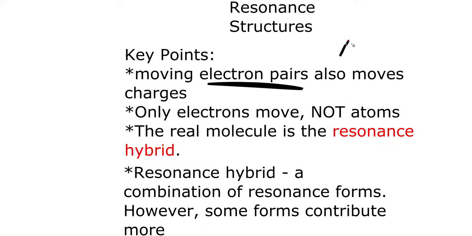So say we have atom A and we have a lone pair. We can move this lone pair and place it somewhere in the molecule, or we could have a bond on atom A and we could break that bond and place that pair of electrons somewhere else. The next key point is only electrons move. We are not moving atoms.